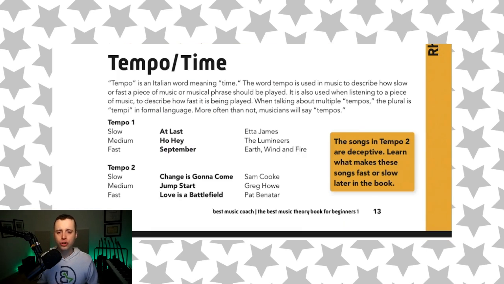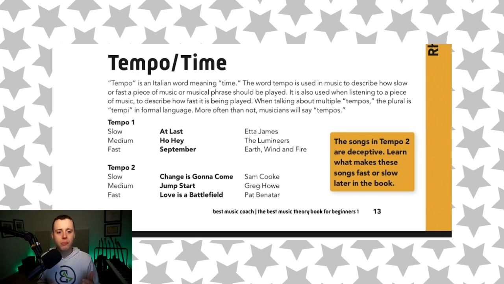In this lesson, you are going to learn about the word tempo, what it means, how to use it, and also how it can actually be very confusing and very hard to tell what the tempo of a song actually is if you don't know music theory. So tempo is an Italian word that means time. The word tempo is used in music to describe how slow or fast a piece of music or musical phrase or little piece of music should be played. It is also used when listening to a piece of music to describe how fast it is being played.